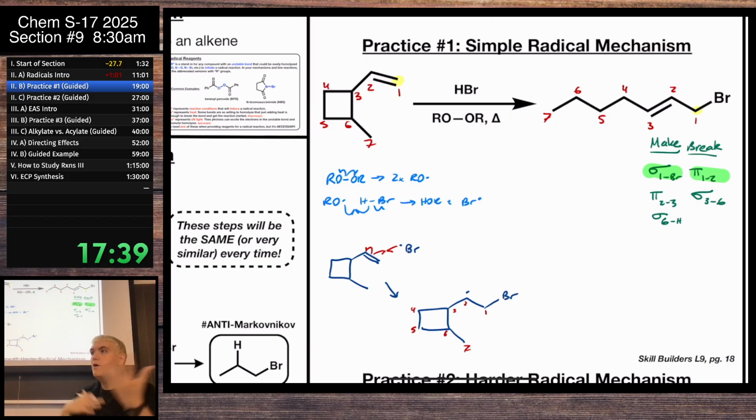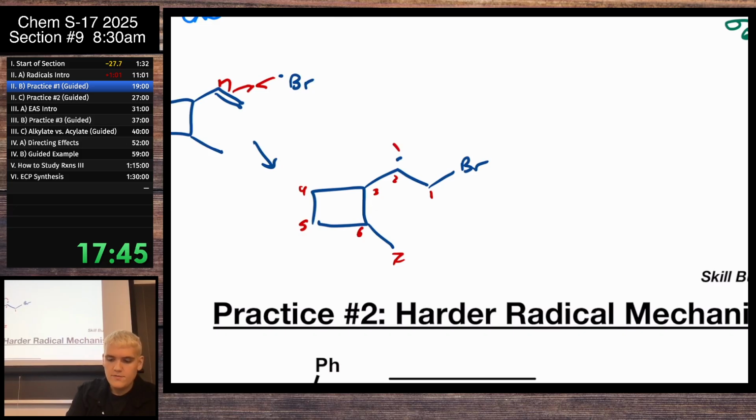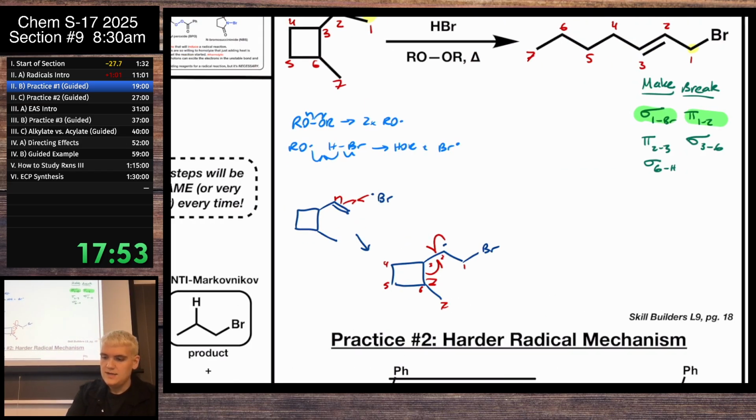So we're combining our make and break goals to figure out what the next step is. Cool. So this one folds in here. 1 electron from the 3-6 sigma bond goes there, and the other electron goes on 6. In doing that, we made our pi bond. We broke our 3-6 sigma.